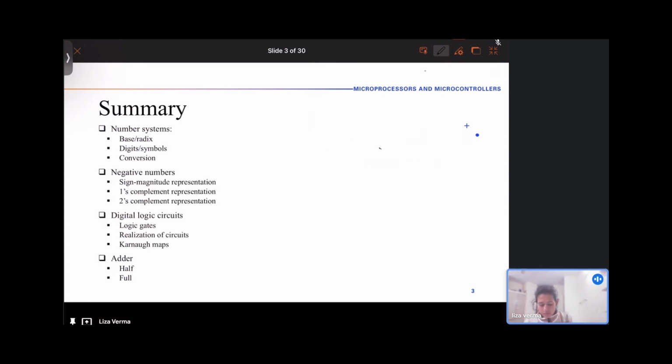Next is 2's complement representation. Similar thing. Let's take the same example again. If you want to represent minus 13 by 2's complement, write this number's positive form in sign magnitude. Write plus 13 in signed magnitude. That will be 01101, right? So now we'll take the 2's complement of this number.